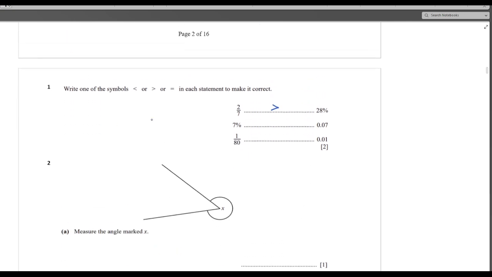7% is 7 divided by 100 and 7 divided by 100 is equal to 0.07. 1 divided by 80, 1 divided by 80 is 0.0125. Definitely this is greater than 0.01.